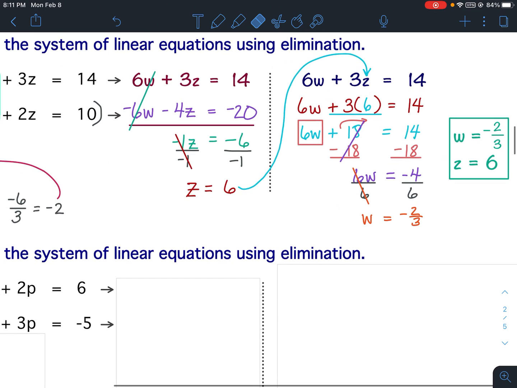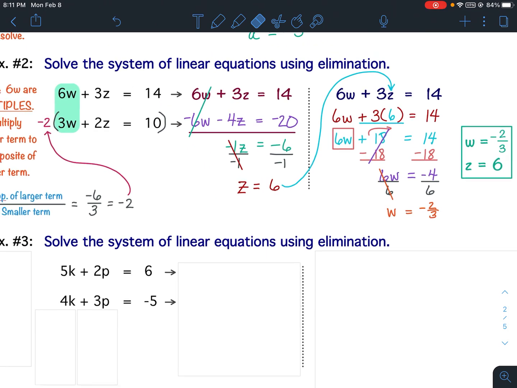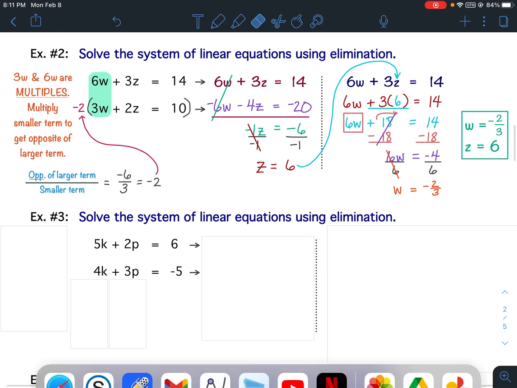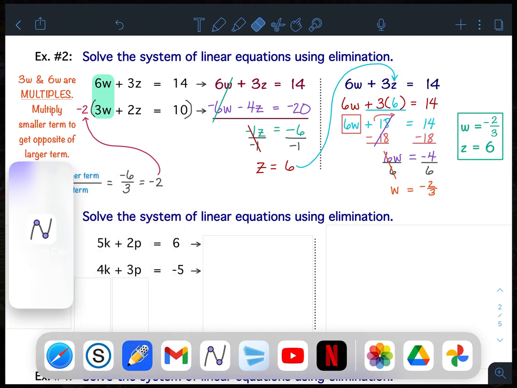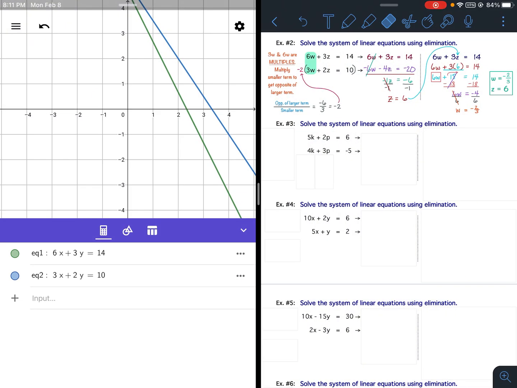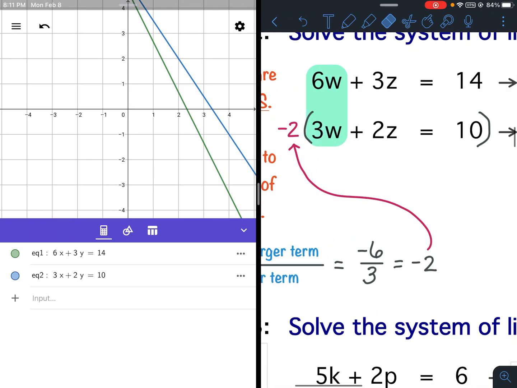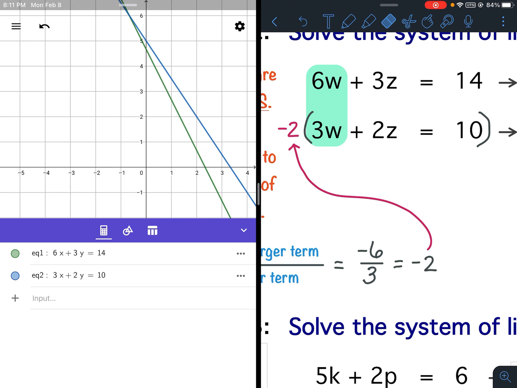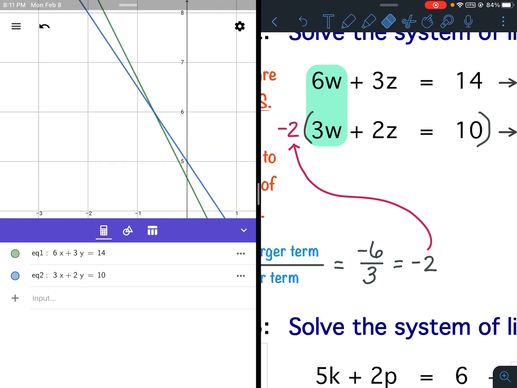Let's check to see if we are correct. So we're going to use the GeoGebra app. All right, so notice how I already put the equations in. Now this is again where you need to be careful. There's no x and y in the original equations. So alphabetical order, W is first, so I made that x. Z is second, I made that the y. So I put in those two equations, and let's go see where they intersect.